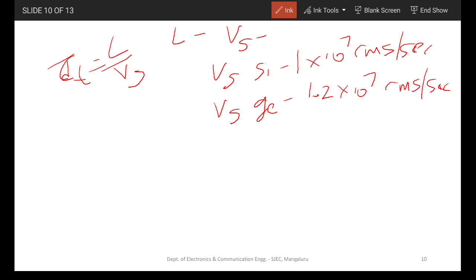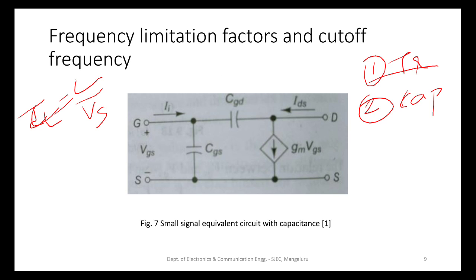Next we'll check the charging capacitance. So this is the next frequency limiting factor. Now consider the equivalent circuit over here. This includes the capacitance, and the diffusion resistance is ignored in this. CGS and CGD are the capacitances. So the output current will be the short circuit current over here, that is the ID current.